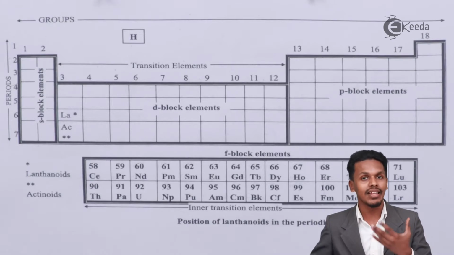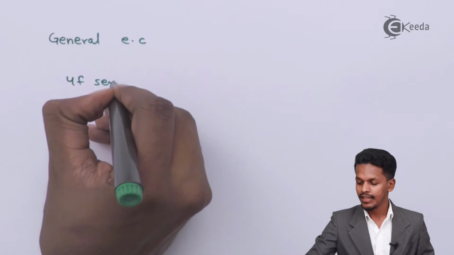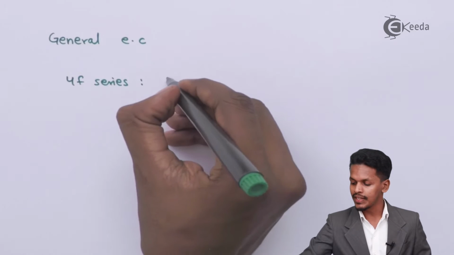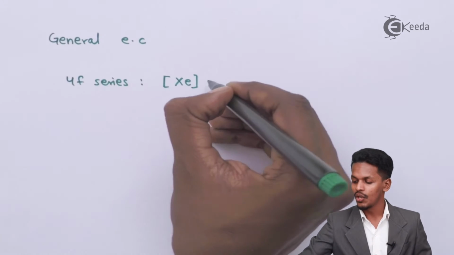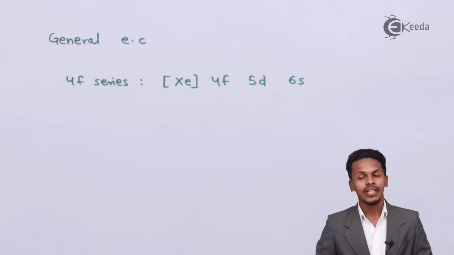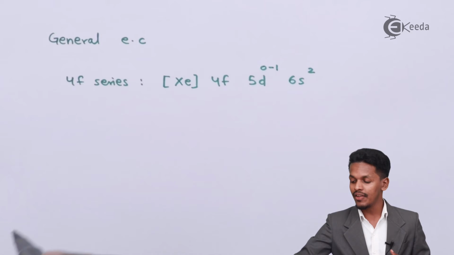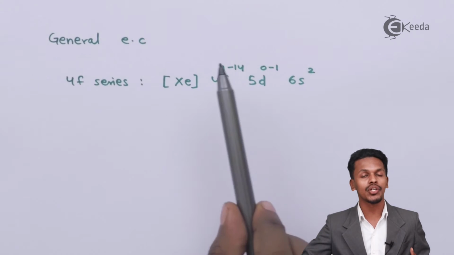Now let me talk about the electronic configuration, and how we generally represent the electronic configuration of each metal. The general electronic configuration, as I discussed earlier, is for the 4F series and the 5F series. For the 4F series, the general electronic configuration we could write as xenon 4f, 5d, 6s. The 6s orbital consists of 2 electrons. The d orbital has from 0 to 1 electrons, and for f it is from 1 to 14. This is the general electronic configuration for the 4F series.